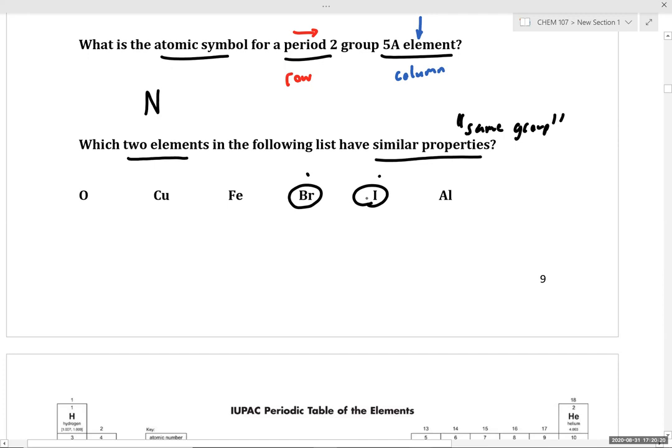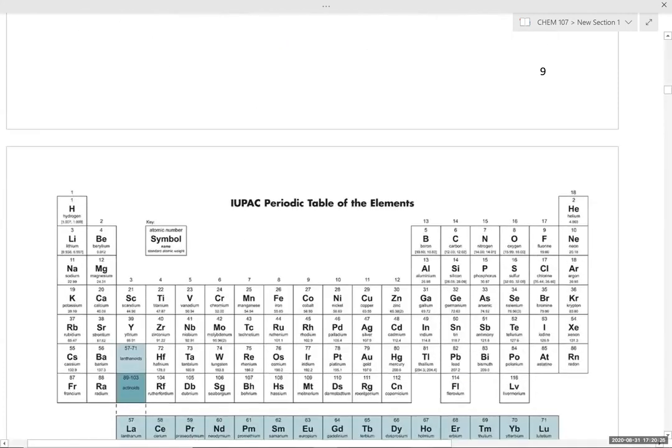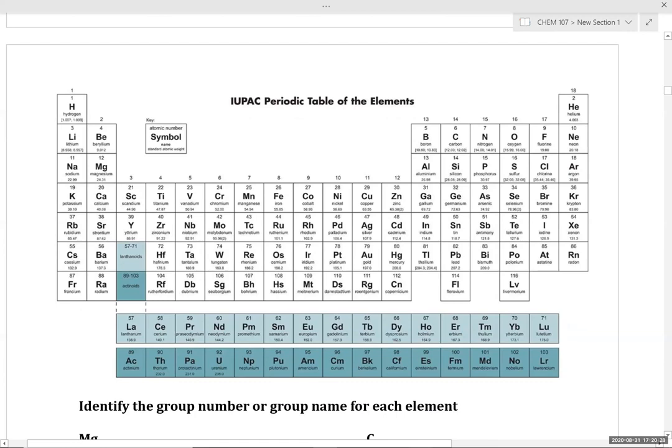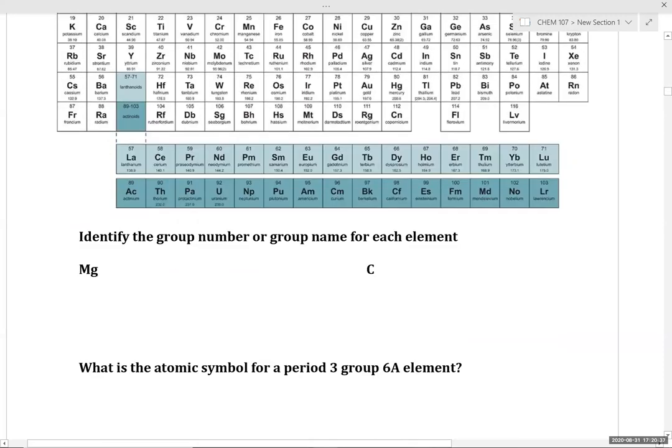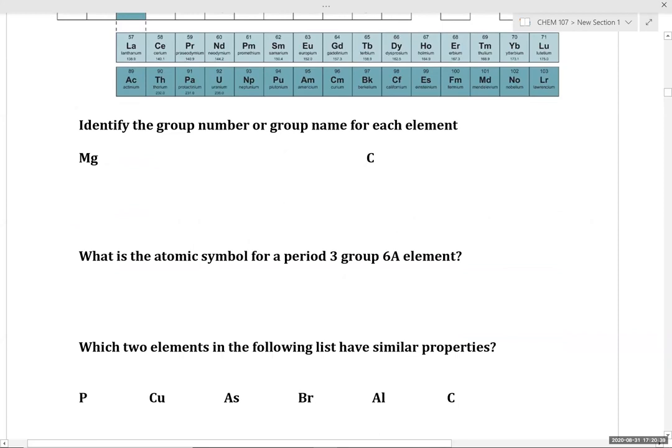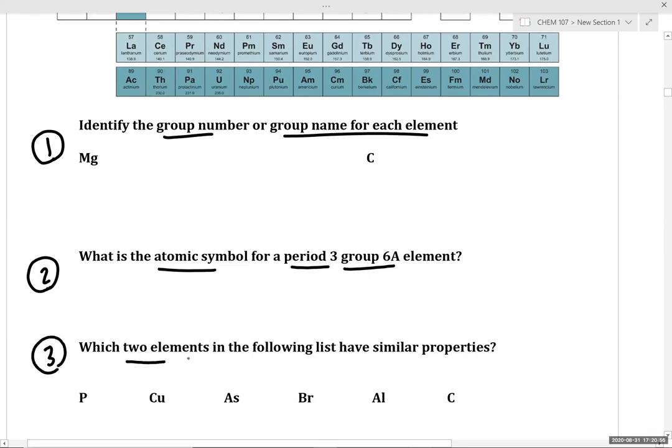Okay, so now that we've seen some examples of problems relating to reading the periodic table, I'd like you now, here's your own copy of the periodic table, just like that which you'd receive on an exam. And I'd like you, given this periodic table, to try to answer the following 3 questions. So question 1, I'd like you to identify the group number and group name for each element. Question 2, I'd like you to tell me the atomic symbol for a period 3 group 6A element. And for question 3, I'd like you to tell me which 2 elements in this following table would have similar properties and reactivity.